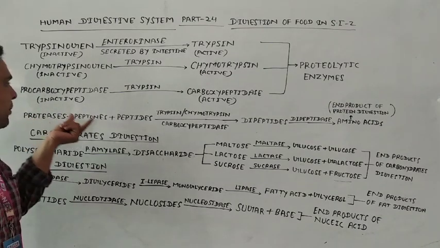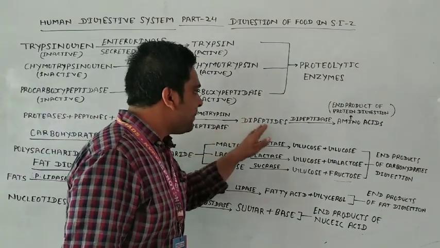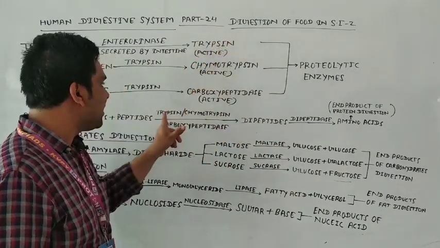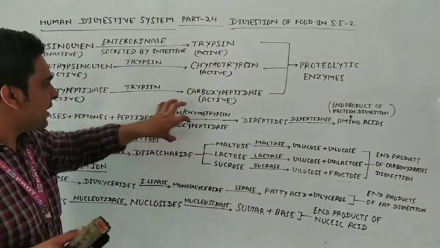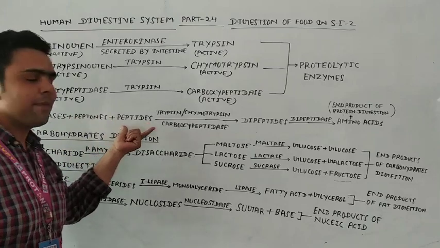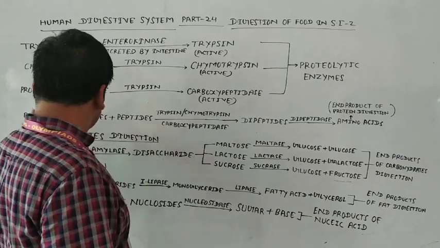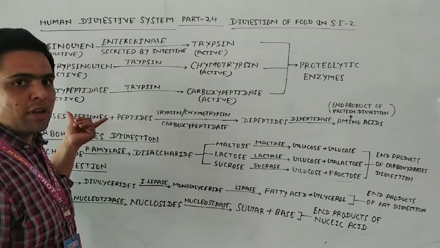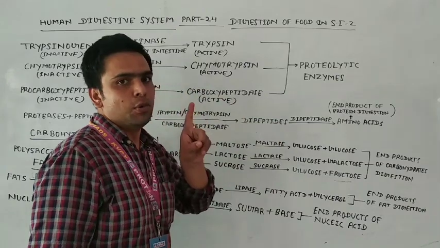So proteoses, peptones and peptides are converted in the small intestine into dipeptides through these active proteolytic enzymes: trypsin, chymotrypsin and carboxypeptidase. These three active enzymes act on proteoses, peptones and peptides, the partially digested forms of protein, and convert them into dipeptides. Dipeptide, di means two. Clear students?